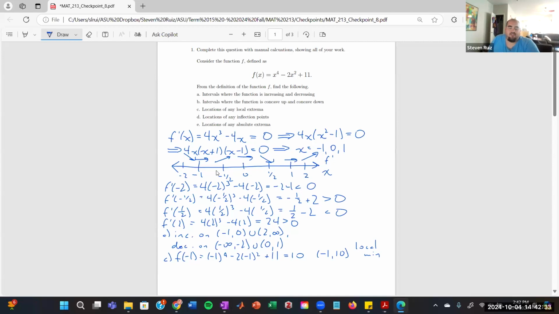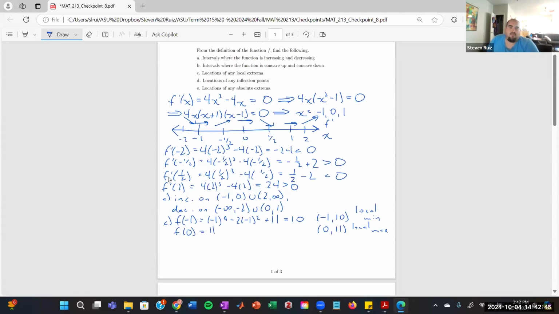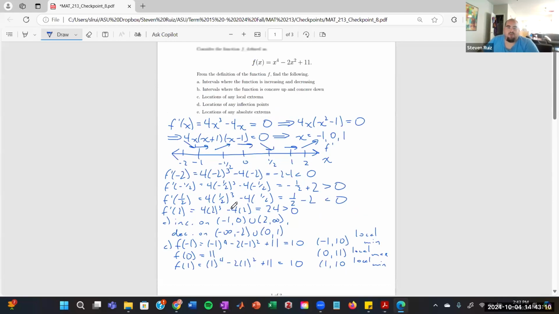Then at f of 0, it'll be much easier to find. F of 0 is equal to 11. So 0, 11 is a local max. And finally, f of 1 is equal to 1 to the 4th minus 2 times 1 squared plus 11. I think that should also be 10. 1 minus 2 plus 11. So at 1, 10, I have another local min. All right, good. So that's part A and part C.